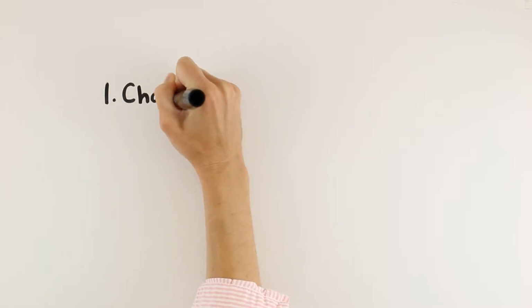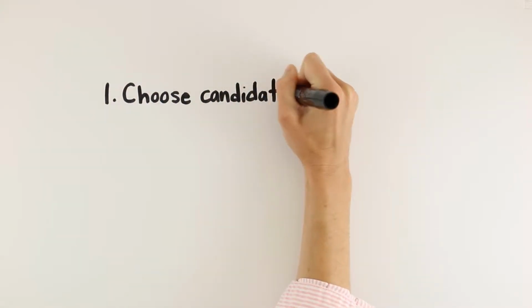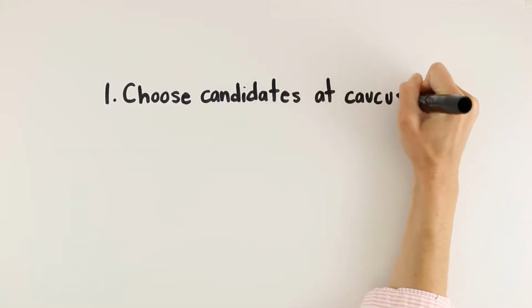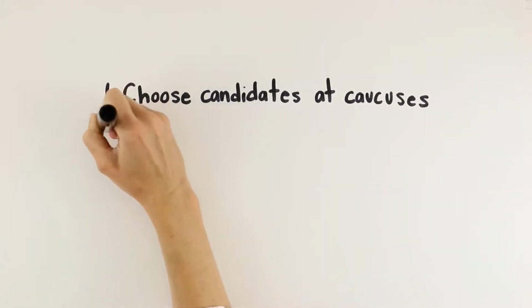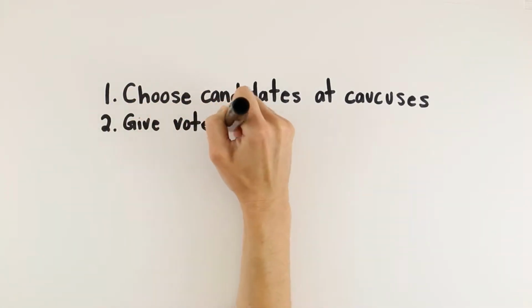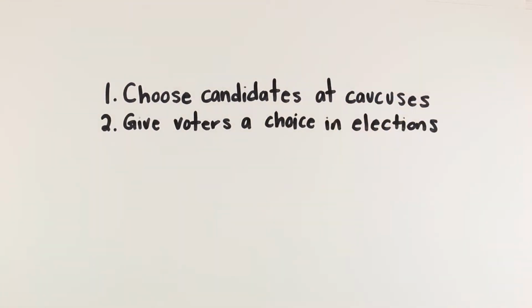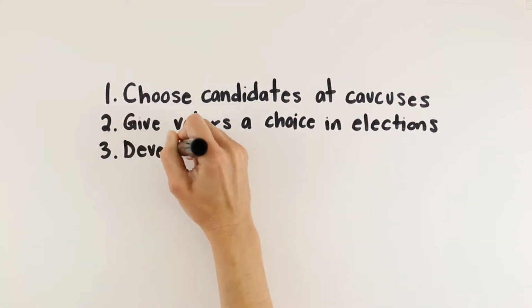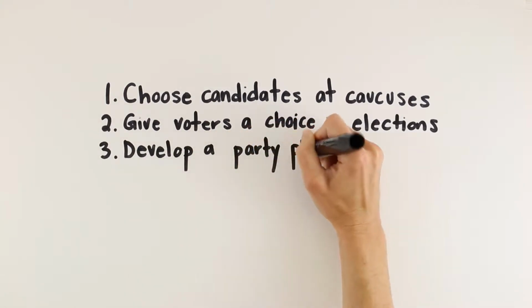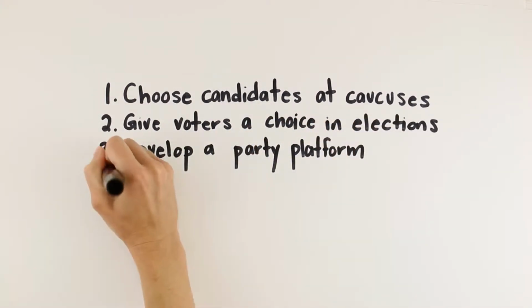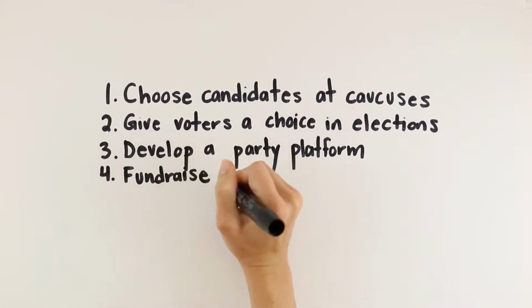Political parties serve many purposes. 1. They choose which candidates they're going to run for office at meetings called caucuses. 2. By existing, they give voters a choice in elections. 3. They develop a party platform so the public knows their goals. A party platform is a statement of the party's beliefs and goals.